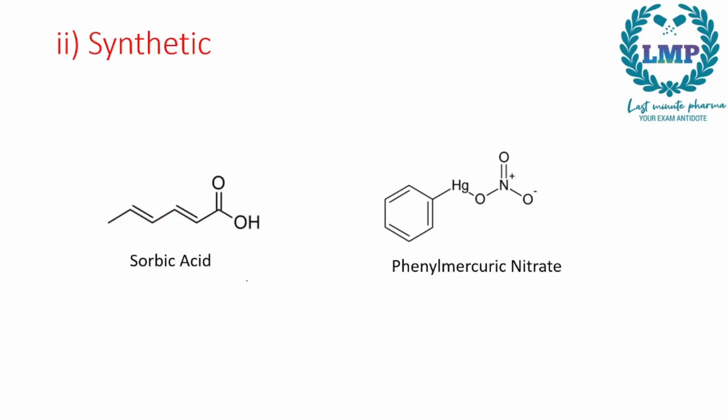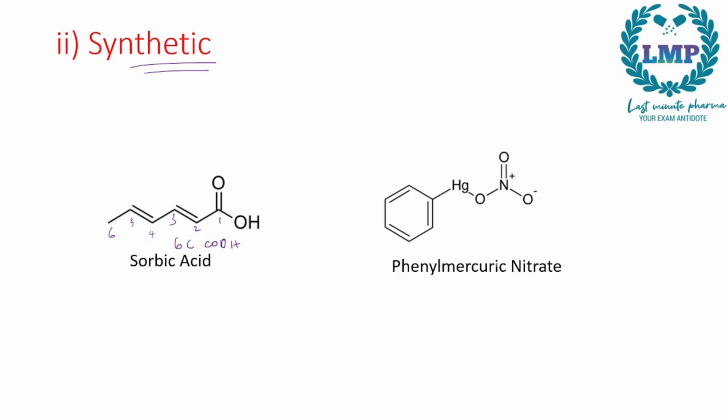Now the synthetic ones are sorbic acid and phenyl mercuric nitrate. Sorbic acid, which is a 6 carbon chain which ends with a COOH. So let's start 1, 2, 3, 4, 5, 6. So it's a 6 carbon chain with a COOH group. So 6, as in including the COOH group, there are 6 carbons.